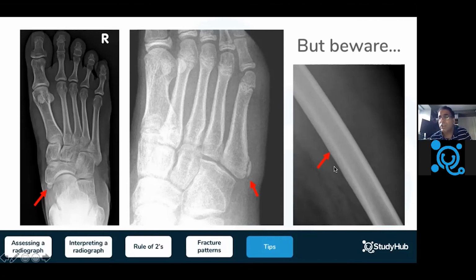So basically the nutrient artery which supplies the bone enters through this side, and then once it's in the medulla, it distributes into various branches to supply the rest of the bone. So this here is a nutrient canal and is a normal variant.